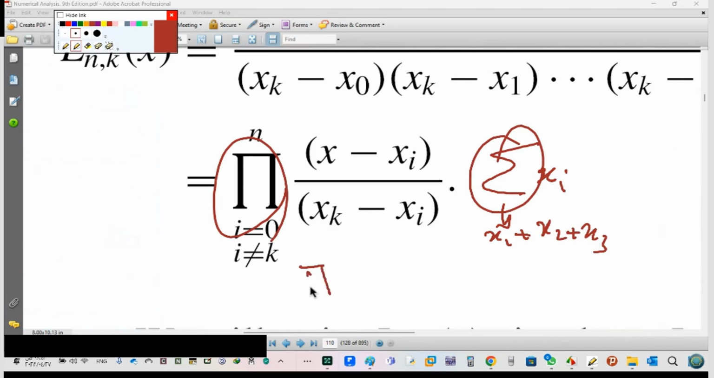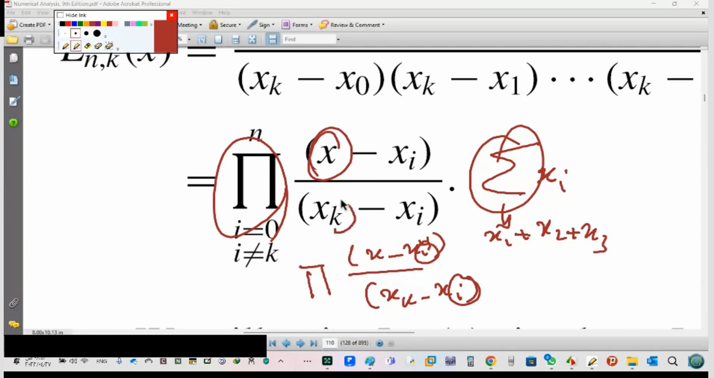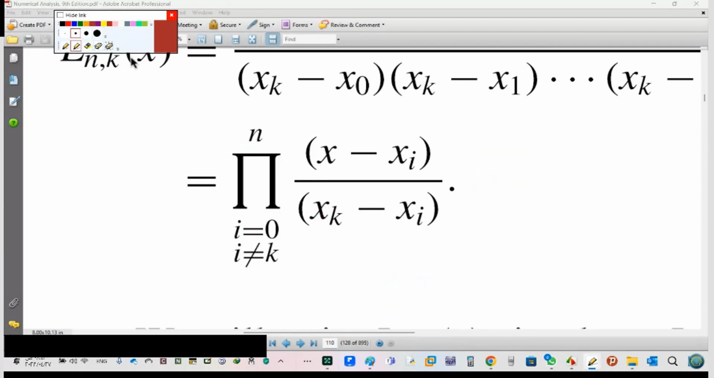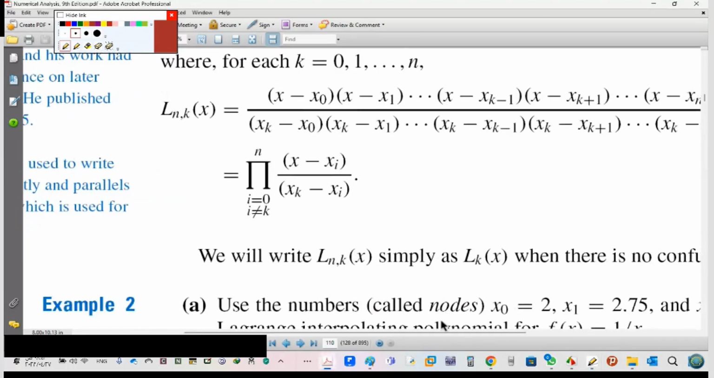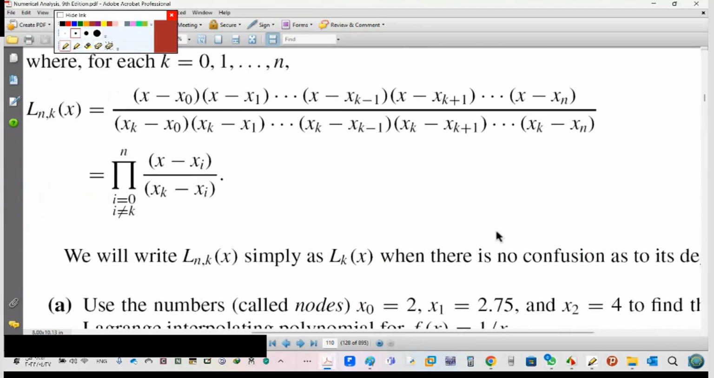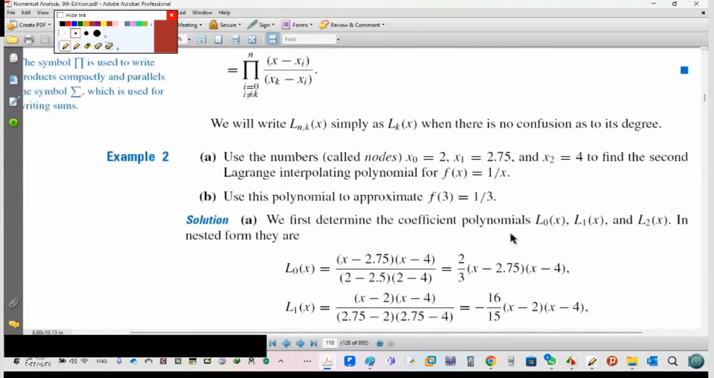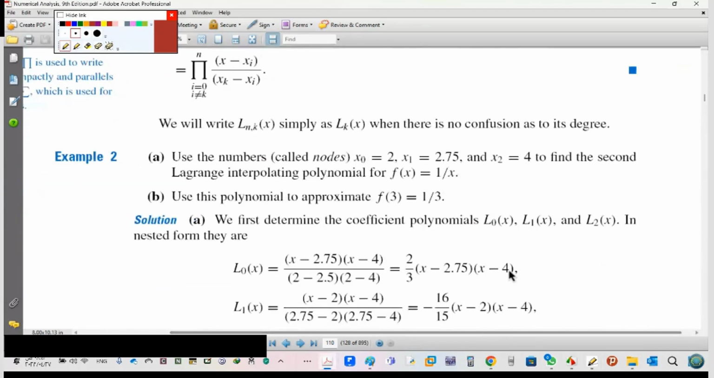If I see it like this, (x minus x_i) over (x_k minus x_i), where i is an index and x is the variable, here i is not equal to k. Anyway, I don't need you to understand this very well, but this is the idea. You can read that for the exam, for example, how to write this formula, but you have to understand this one. Now, for degree number 2, let's go to this example.